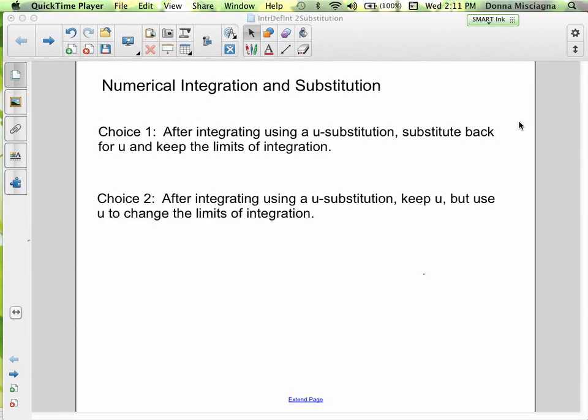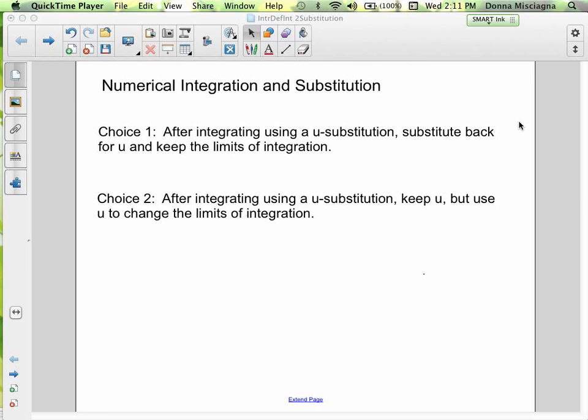Welcome to numerical integration and substitution. This is finding the definite integral. When we're finding the indefinite integral, we're finding the antiderivative, the function whose derivative is the integrand. When we're doing numerical integration, when we're finding the definite integral, we're finding a number.